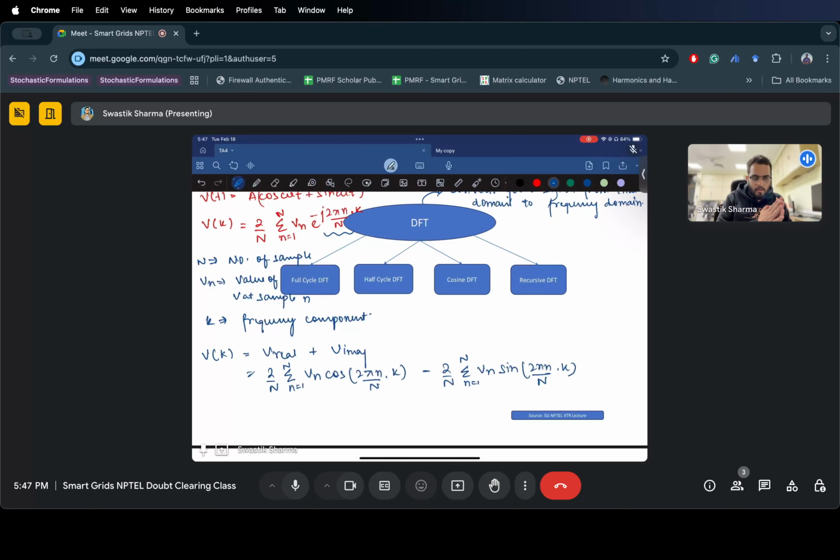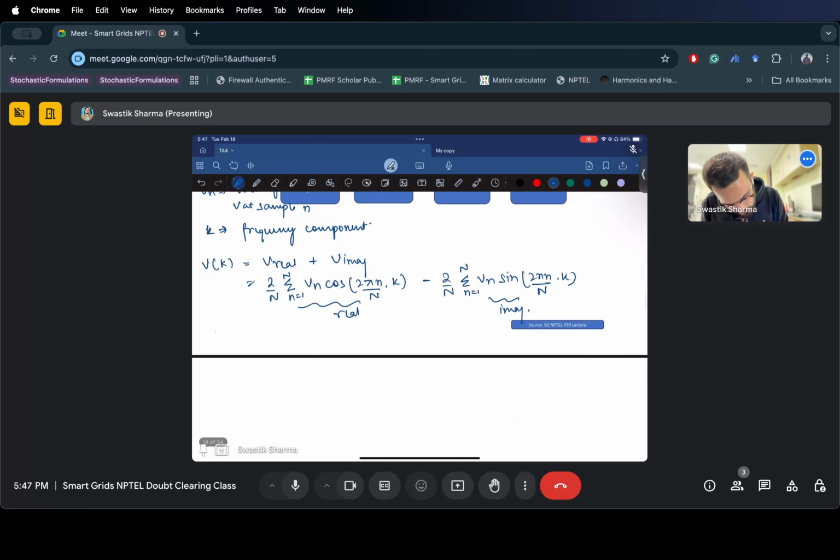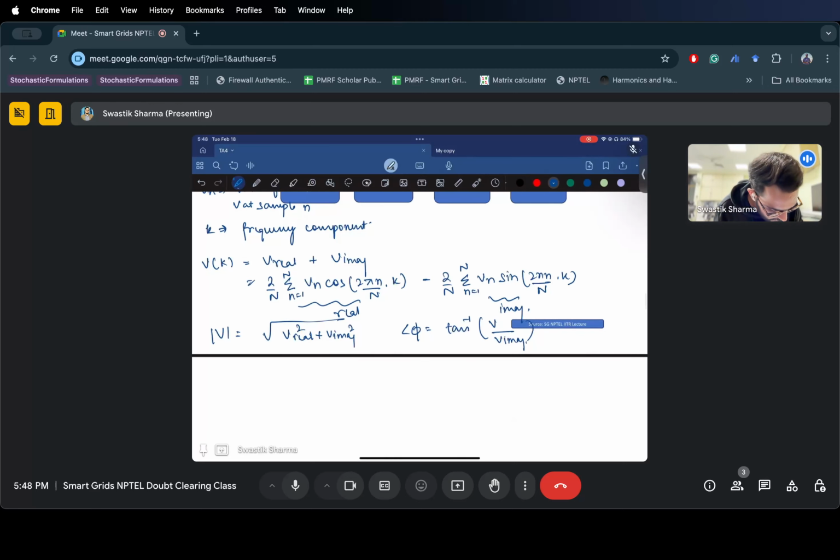So this is how your component looks, where this is your real part and this is your imaginary part. Your magnitude is nothing but the square root of V real squared plus V imaginary squared, and your phase angle would be tan inverse of V imaginary by V real. Sorry, it shouldn't be V real upon V imaginary, it should be V imaginary by V real.